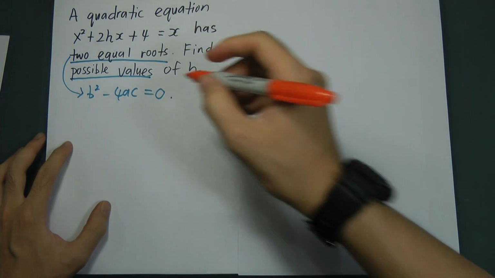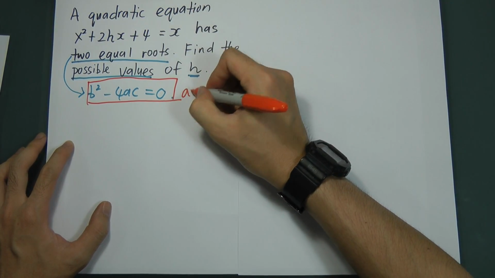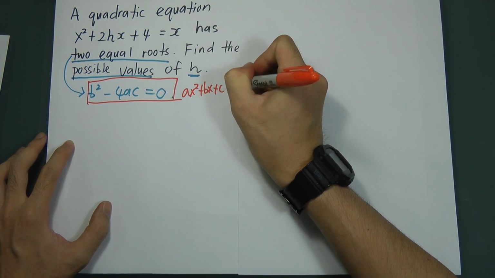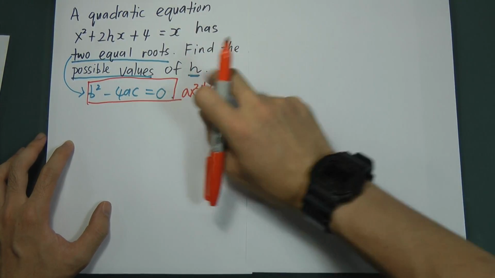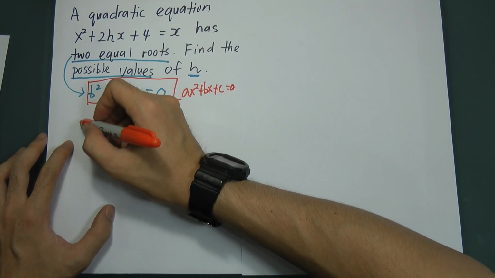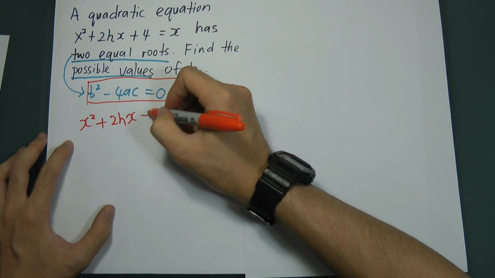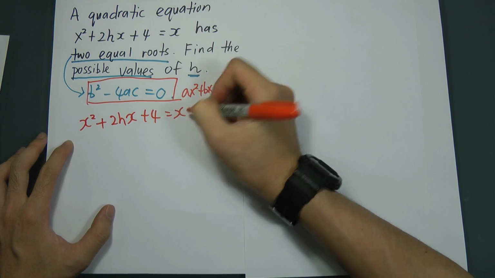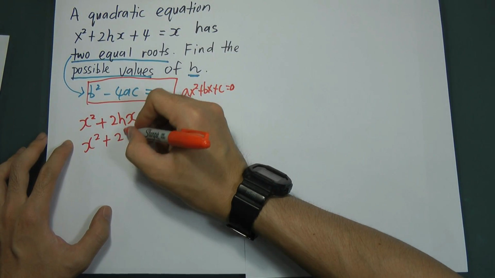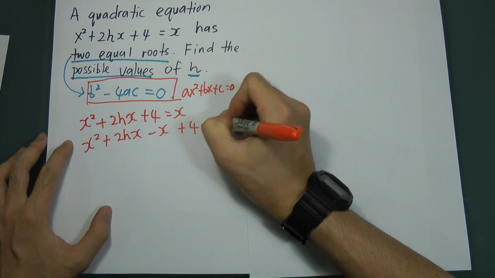In order to apply this one, you must change to the general form, which we call ax squared plus bx plus c equal to 0. You must change to general form, then only you can apply it. This one hasn't been put in the general form, so we need to do the first step. So x squared plus 2hx plus 4 equal to x. I have to move the x to the other side: x squared plus 2hx minus x plus 4 equal to 0.